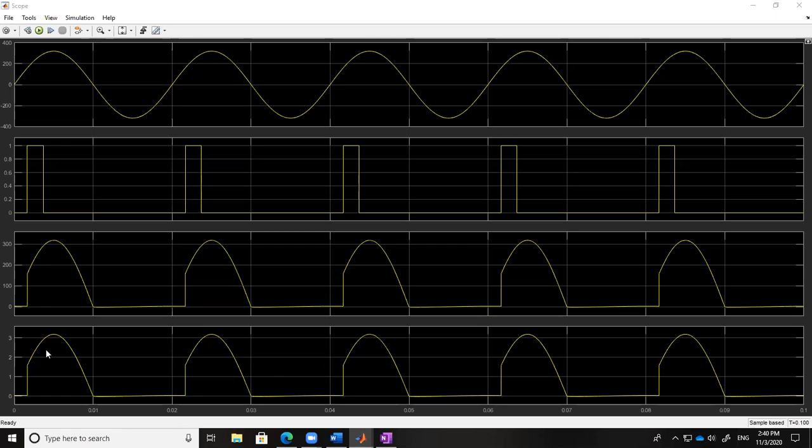Is this clear? What about others? Is this clear?